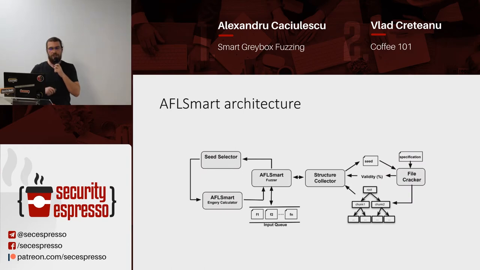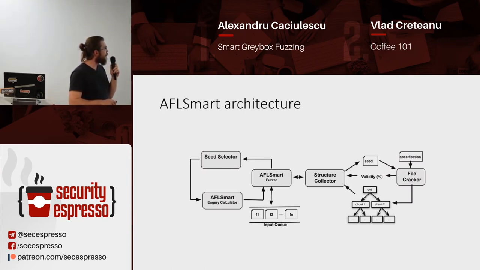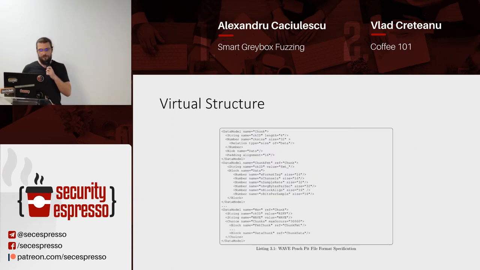First, the AFL Smart architecture. Besides the initial architecture of AFL, which can be resembled here, we also add the structure awareness part here, in which we basically collect the structure and its validity, and we also introduce it in the fitness loop and feedback loop.